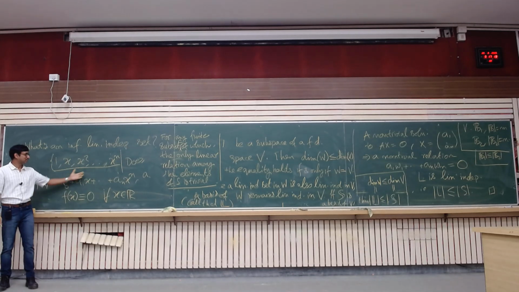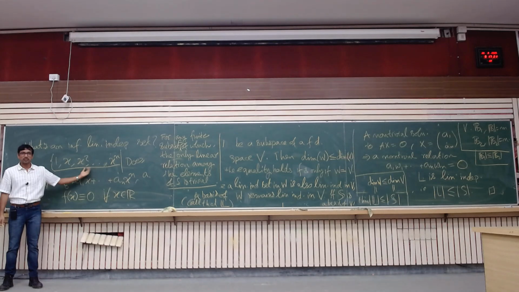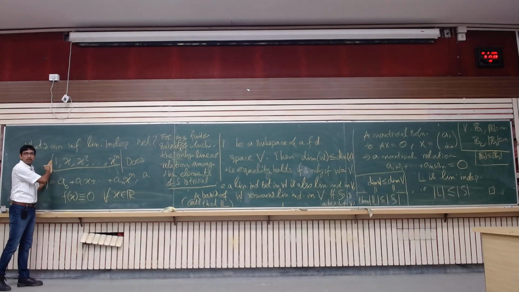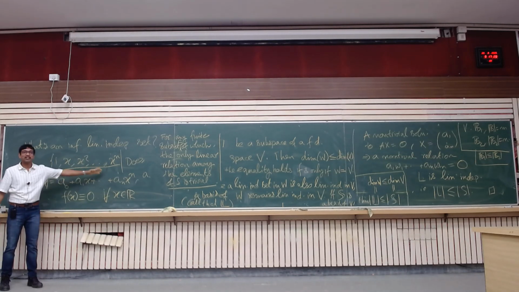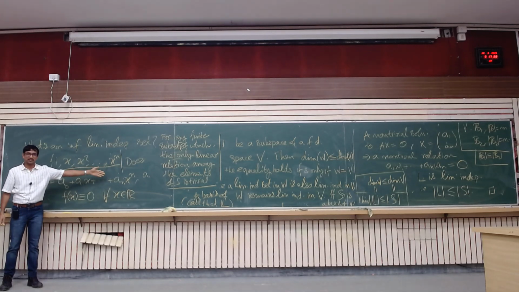It is, because take any finite linear combination of the elements of this. Actually, take the linear combination of all these elements. It's still a finite set if you are cutting at a finite place, right? So that still remains linearly independent.